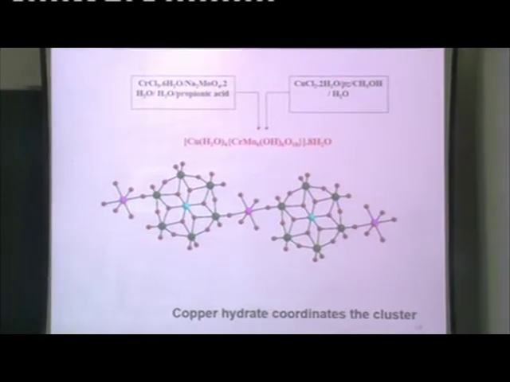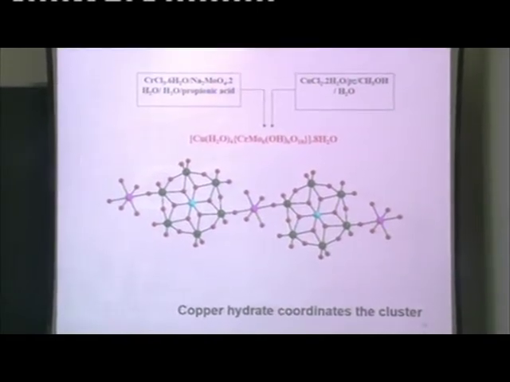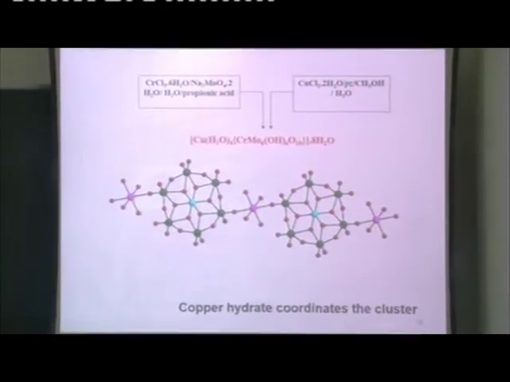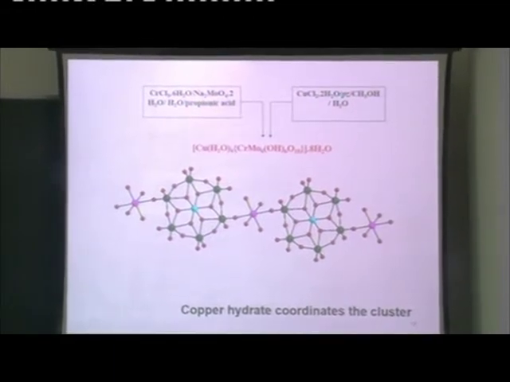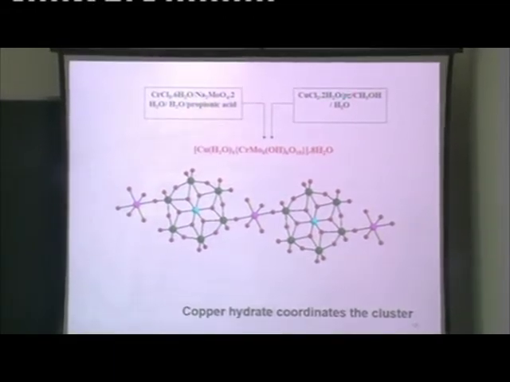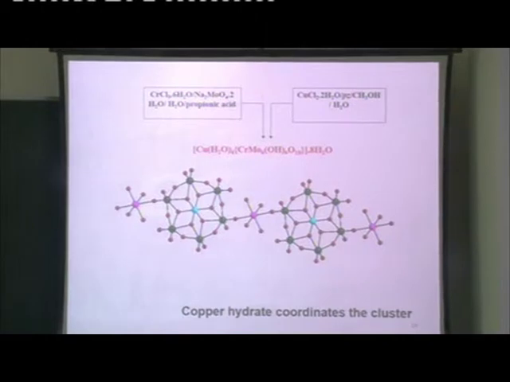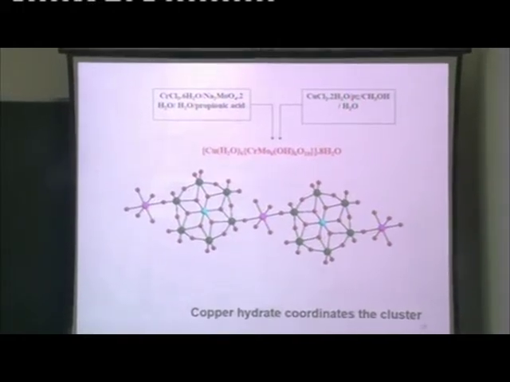That compound, if you really look at it, this is a cluster. The cluster is coordinated with the copper hydrate. You understand? The reason why we have chosen a particular composition is because under these conditions, there is a guarantee of an Anderson cluster, a heteromolybdate cluster forming. Right? If you disturb it, things may go in a different way.